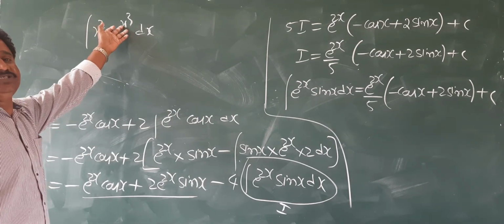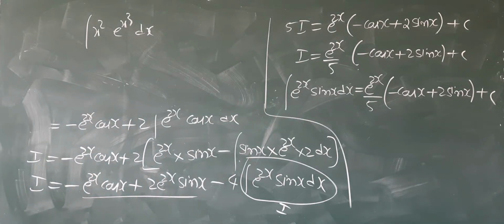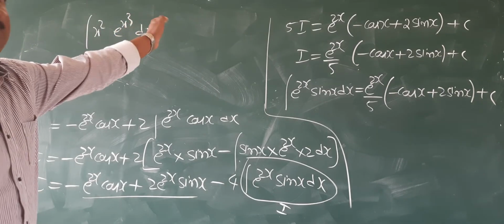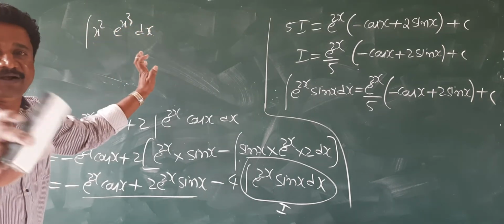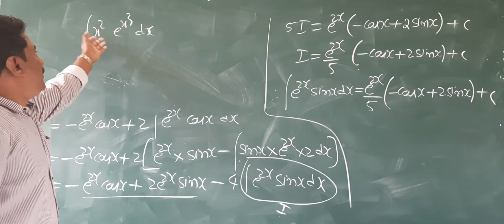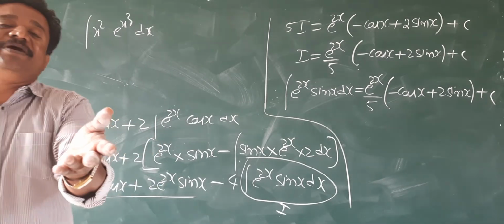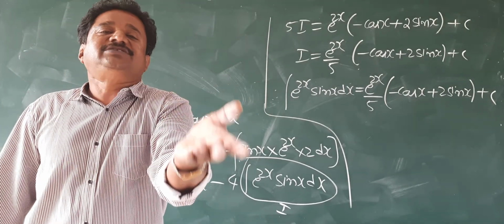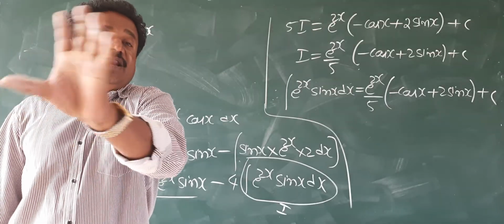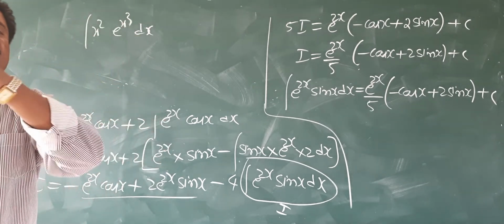Put x cube equals t, you will get x square. Use the substitution method to integrate. This is not a problem on parts. You cannot apply parts. Just because it is a product doesn't mean you must apply parts. Think correctly. If you apply parts here, it won't work. I have said that parts cannot be applied for all types of products. Practice and you will get the idea.